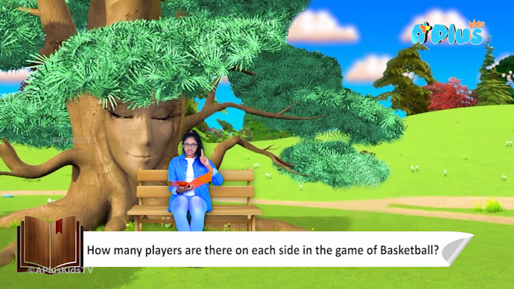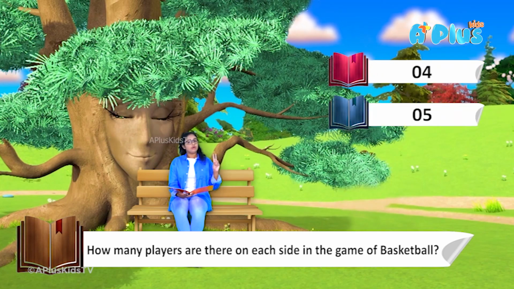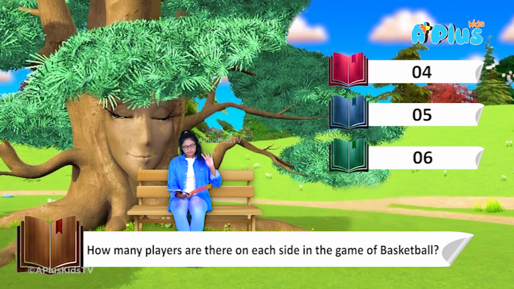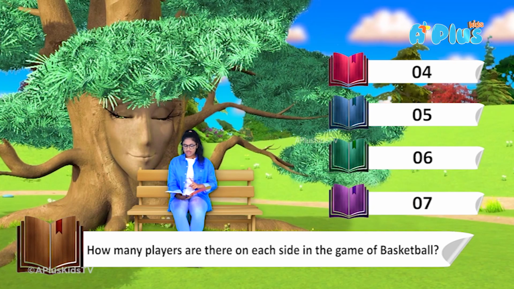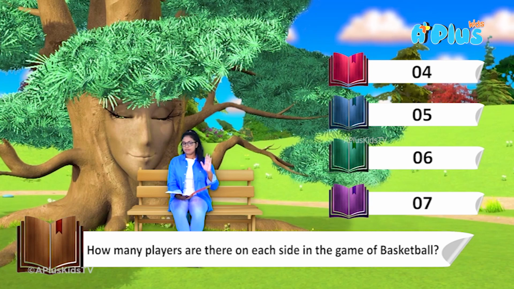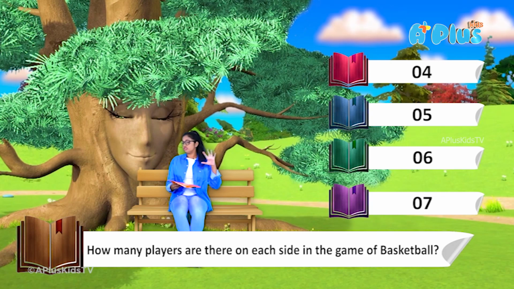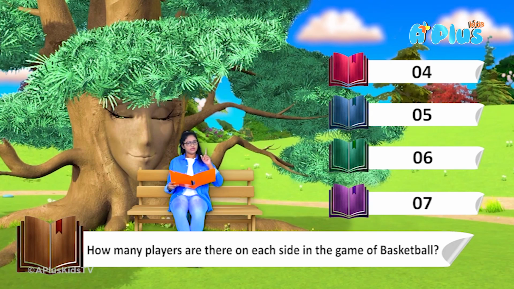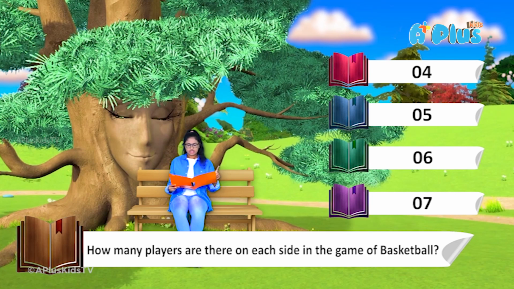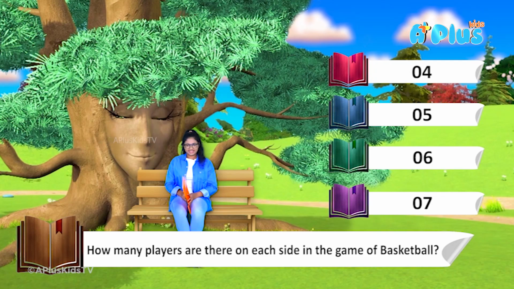So, option number 1 is 4, option number 2 is 5, option number 3 is 6, option number 4 is 7. How many players are there on each side in the game of basketball? And the special thing is basketball is played in 2 teams. So, this is asked how many are there in one team, in one side, and it has to be option number 2, which is 5 players.